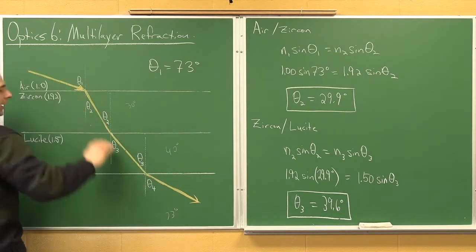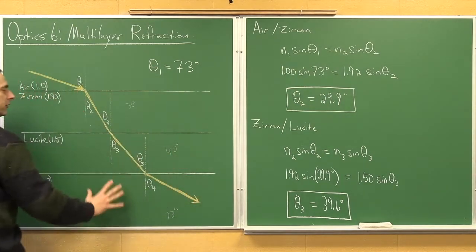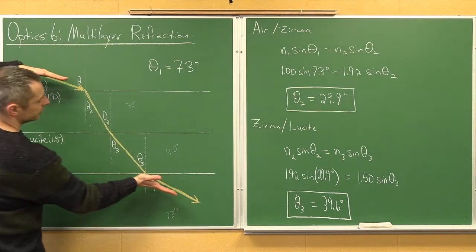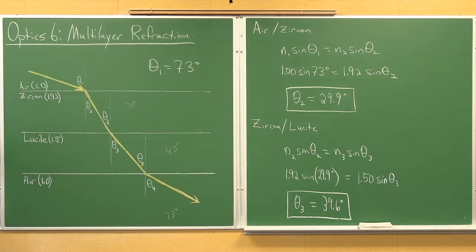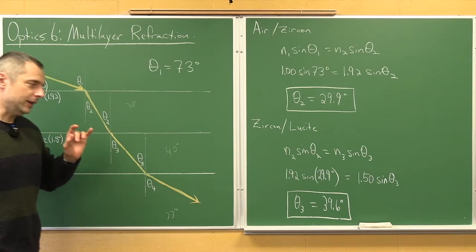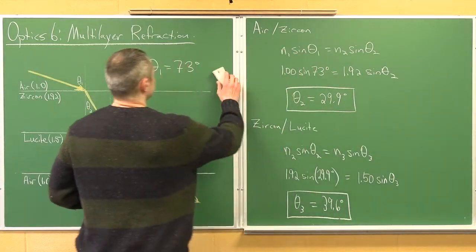So notice this ray and this ray are parallel. In the end, it's as if the layers weren't even here. The light is displaced a little bit, but it's going to be parallel to the original. So that's the pattern we're going to see. Let me create some room for our next calculation.